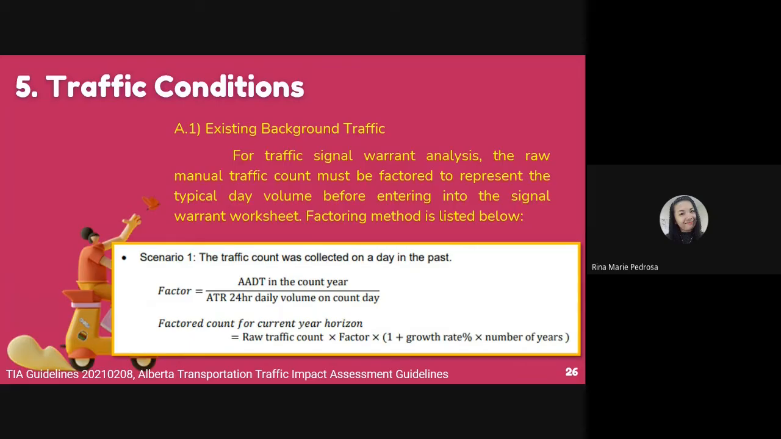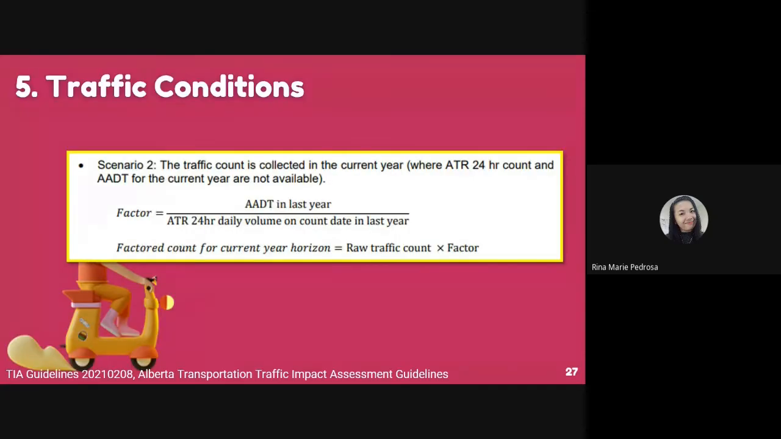That's for scenario 1, when the traffic count was collected on a day in the past. While for scenario 2, the traffic count is collected in the current year where your ATR 24-hour count and your AADT for the current year are not available. So you get to have this equation. So when pedestrian demand is present at the studied intersection or where pedestrian traffic accommodation is anticipated, pedestrian counts should also be collected. So you have to do that.